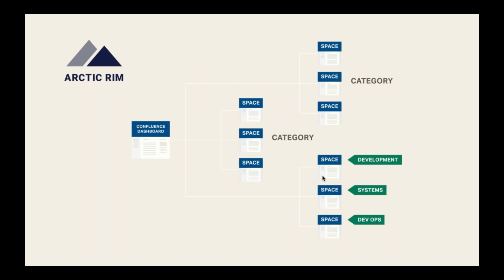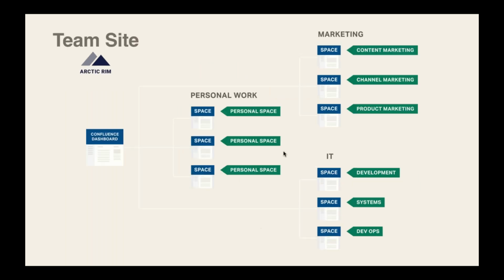So here you can now see these 3 are forming a category. And then it looked like this once they fully organized. So those three spaces became the IT category. They also had a marketing category with content marketing space, channel marketing space, product marketing space. And they also had a category which was left for personal work. So that's where you have your Sarah Johnson space, for instance. Okay, and this all built up to become the team site.